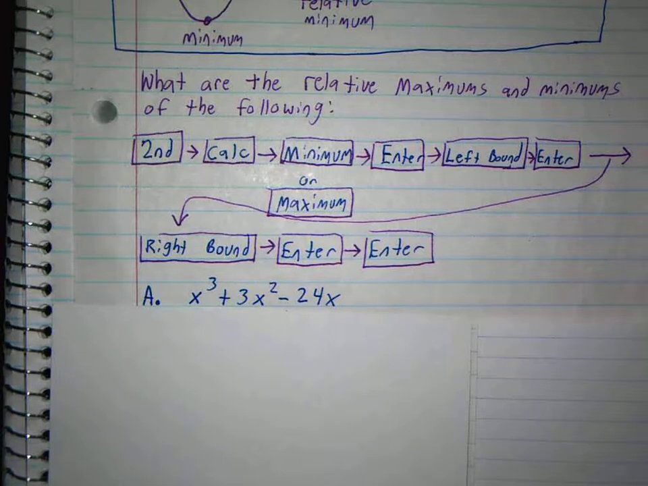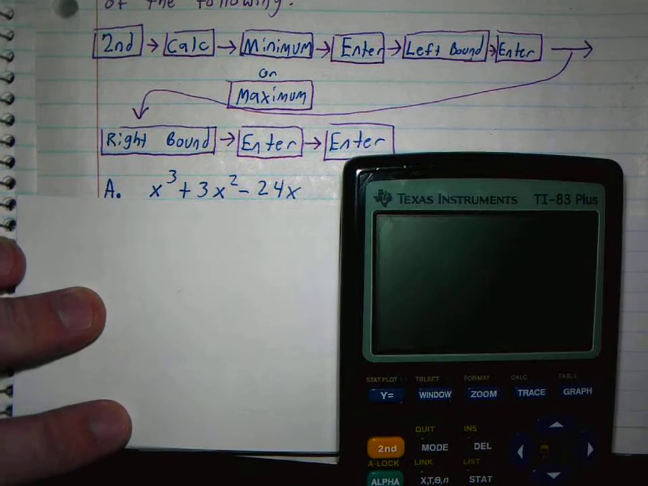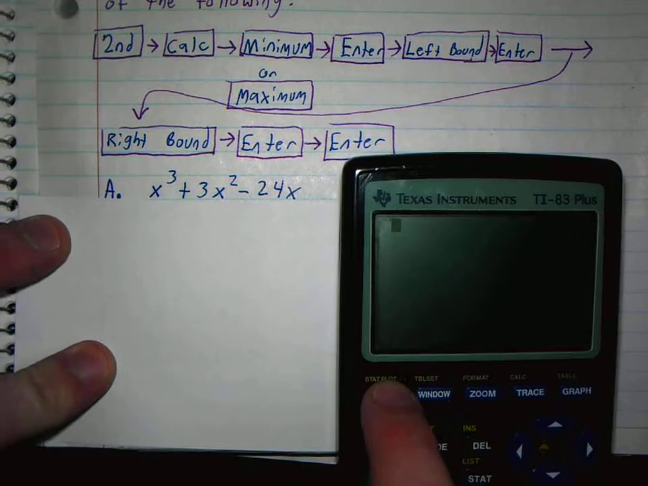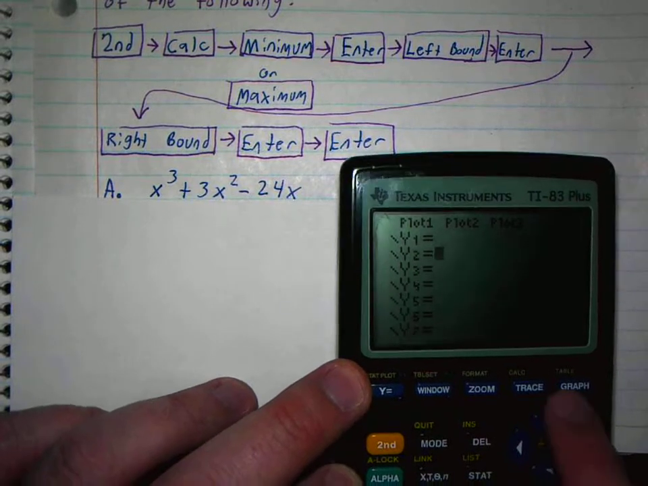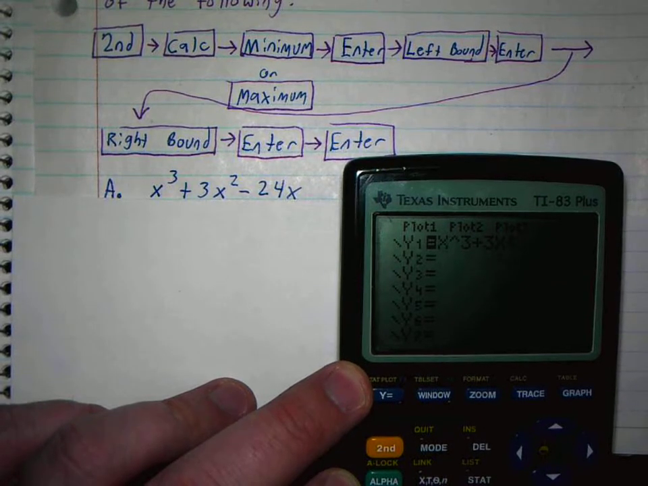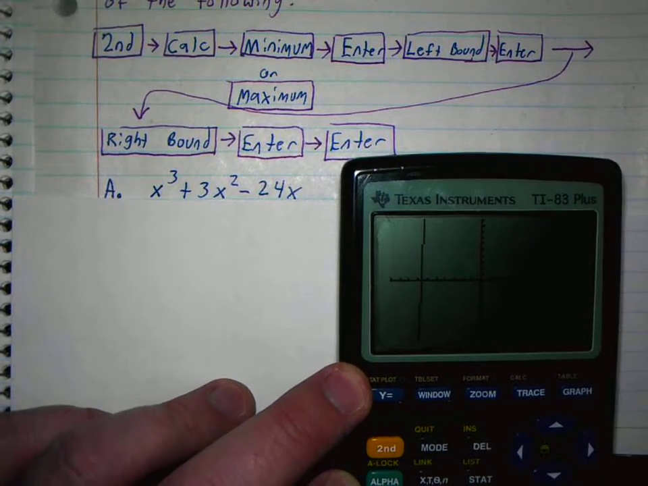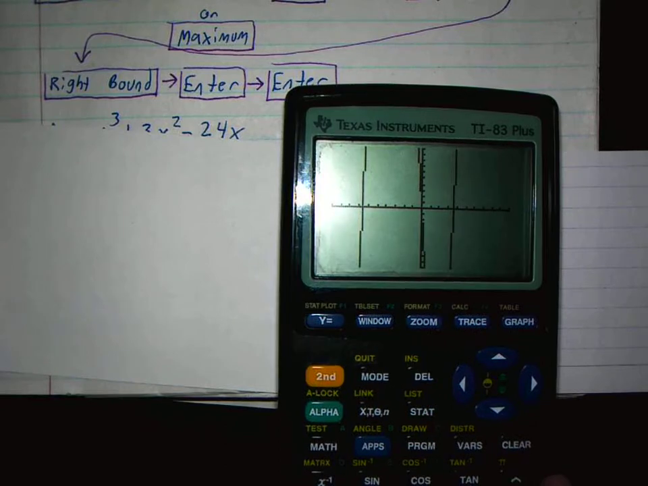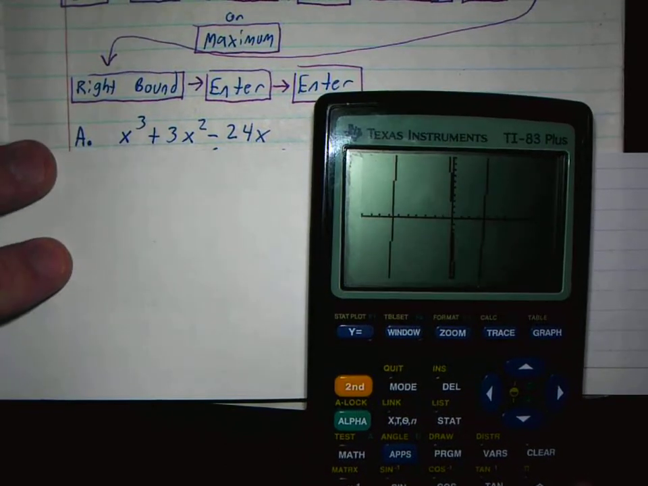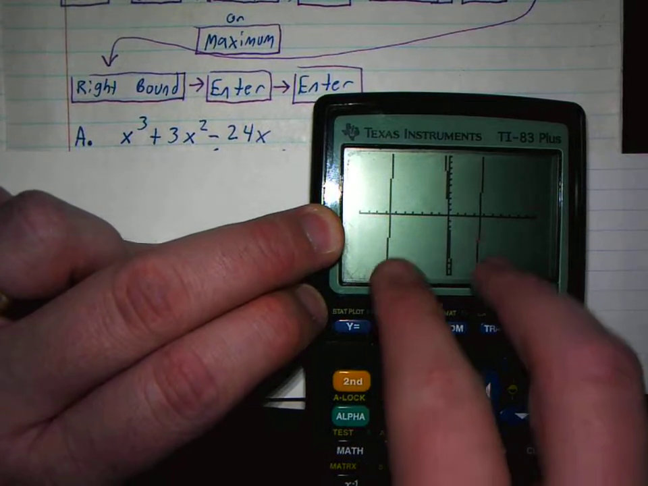So first, put it in standard form. It is in standard form. Okay. And so you're going to type that in your calculator. And it's x cubed, x to the 3, plus 3x to the 2, minus 24x. Graph. Ooh, I can't see anything. Why is that? Yeah, so I can't see a min or max. I just see two straight lines.